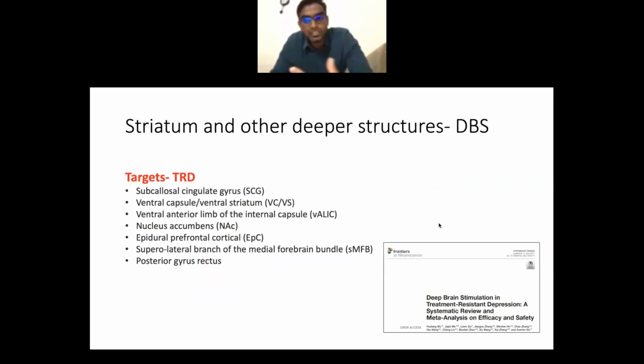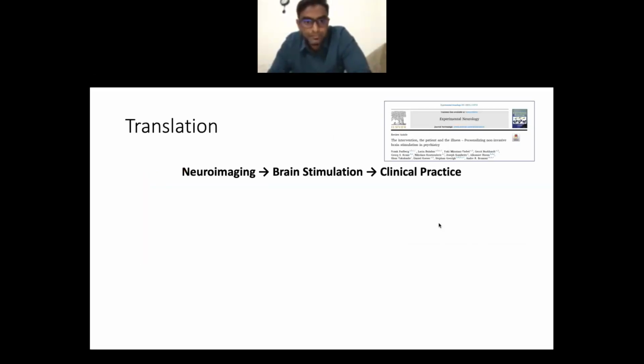Then for the ventral striatum and much deeper structures, deep brain stimulation is there. And there is quite a bit of evidence in deep brain stimulation for treatment-resistant depression. The areas that have been targeted so far are around 6 to 7, most commonly the subcallosal cingulate gyrus and the ventral striatum. Those are the ones which we also want to stimulate in cases of bipolar depression. So deep brain stimulation also gives an opportunity to be used in these cases. But how clinically effective they will be, more research is required for that.